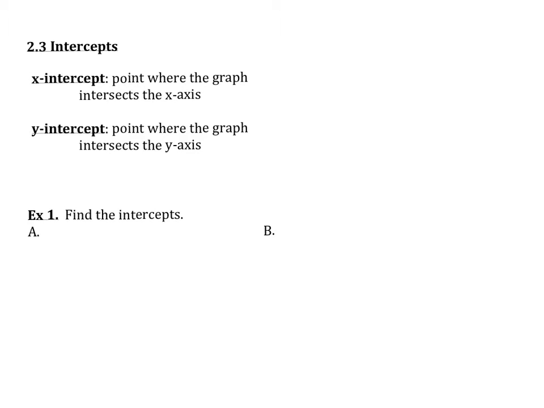Section 2.3 is on intercepts of a graph. Okay, so for definition, the x-intercept is the point where the graph intersects the x-axis, and the y-intercept is the point where the graph intersects the y-axis.